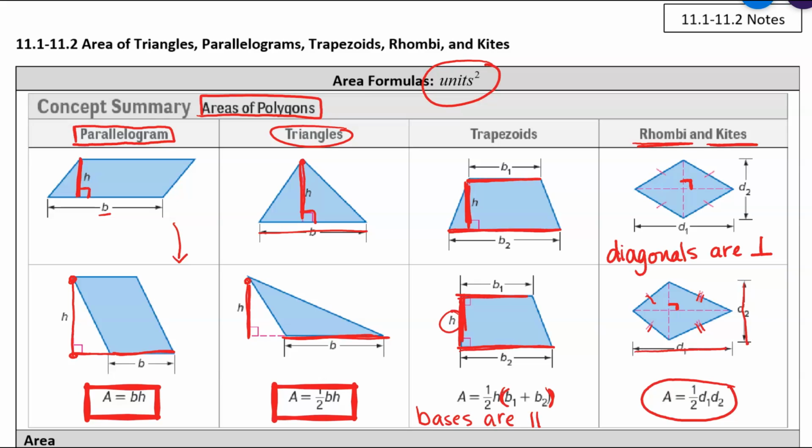How this is going to be different than what you're used to is that you will be using previous knowledge: the Pythagorean theorem, your right triangle trig, your 30-60-90, your 45-45-90. Because you notice in every picture here, the 90-degree angle pops up.